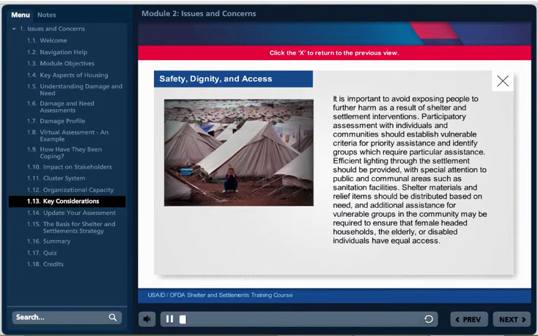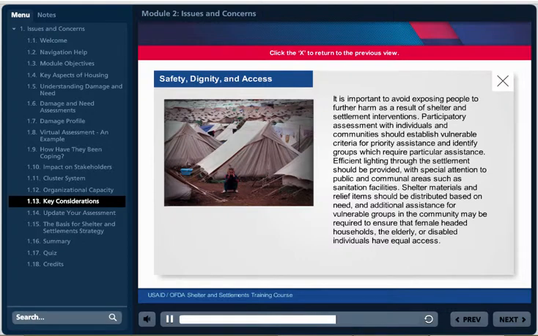It is important to avoid exposing people to further harm as a result of shelter and settlement interventions. Participatory assessment with individuals and communities should establish vulnerability criteria for priority assistance and identify groups which require particular assistance. Efficient lighting throughout the settlement should be provided, with special attention to public and communal areas such as sanitation facilities.